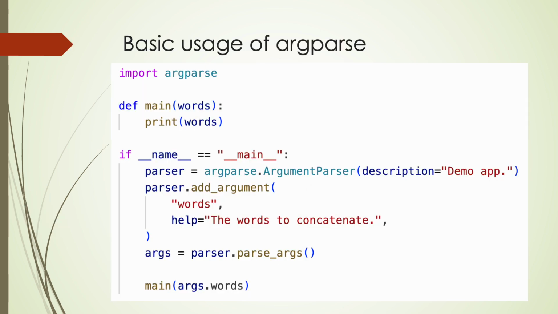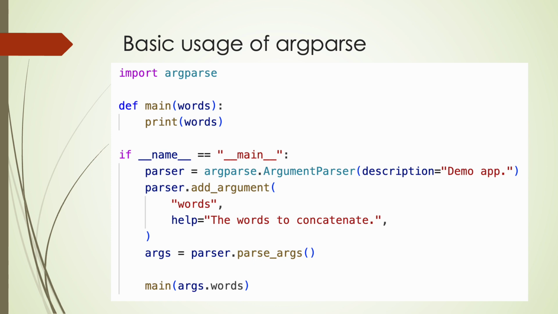First, let's check some basic use cases. We will create a simple script that can concatenate input words with various options. To add command line arguments, we need to import the argparse package and create an argument parser object, which can then be used to add arguments with the add_argument method.